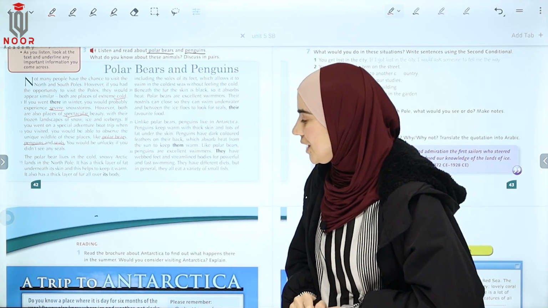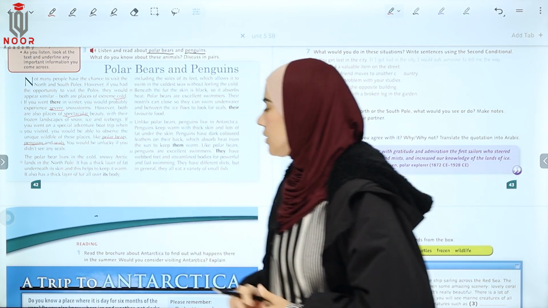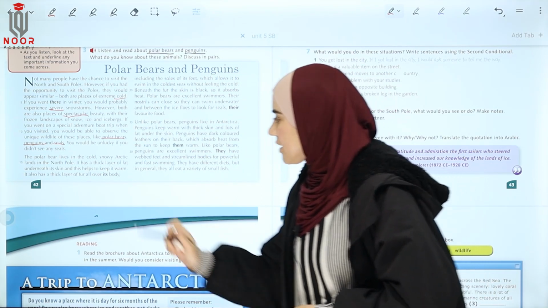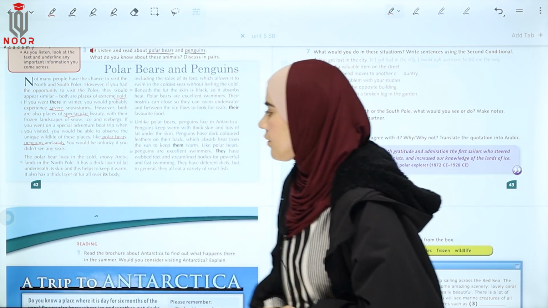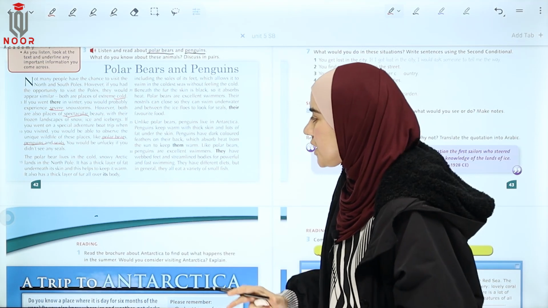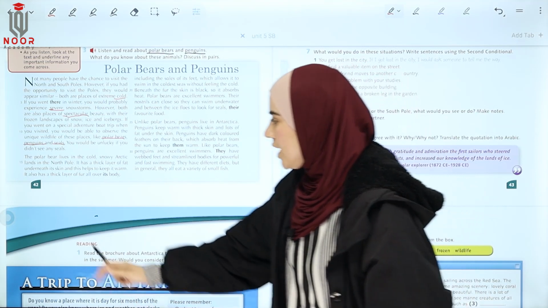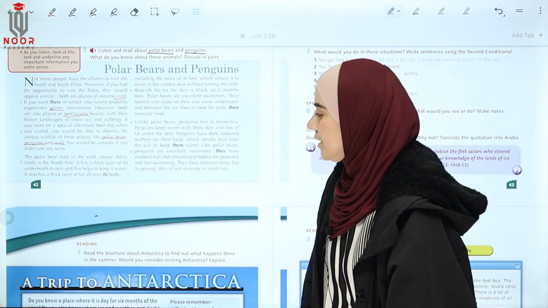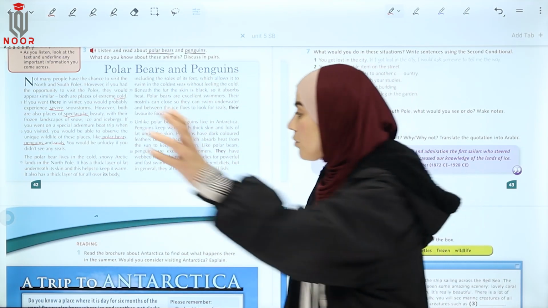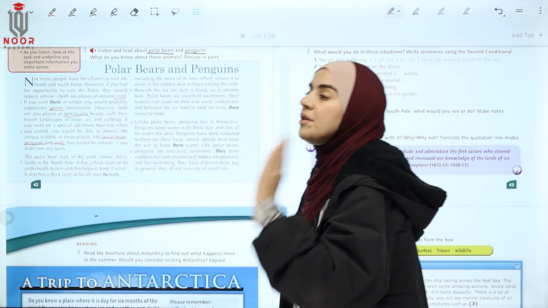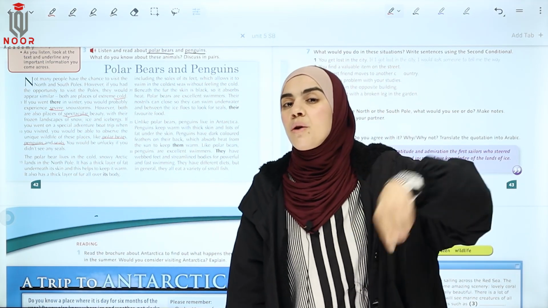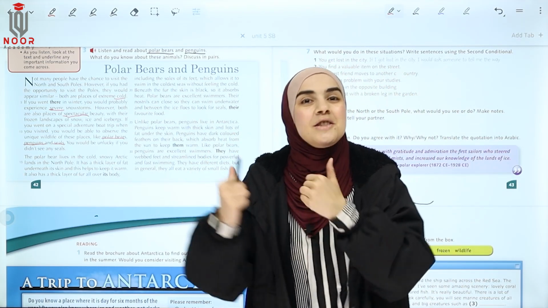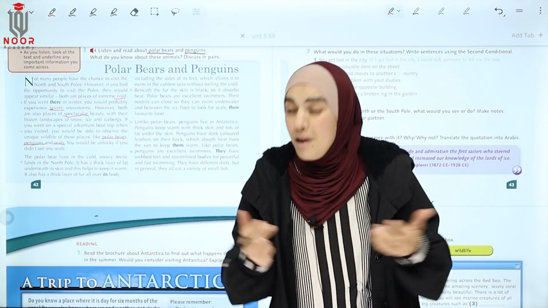Okay. The polar bear lives in the cold, snowy Arctic lands in the North Pole. It has a thick layer of fat underneath its skin, and this helps to keep it warm. It also has a thick layer of fur all over its body. Yes, very good. So here we will start with what? With polar bears. And focus on what? The type of the text. What is the type of the text? The type of the text is informative.